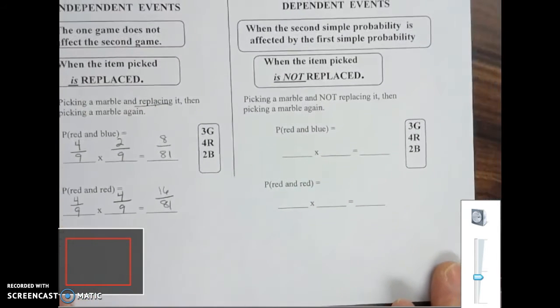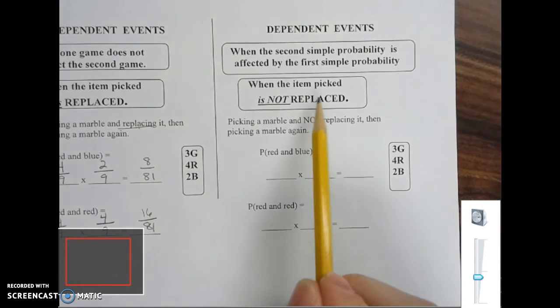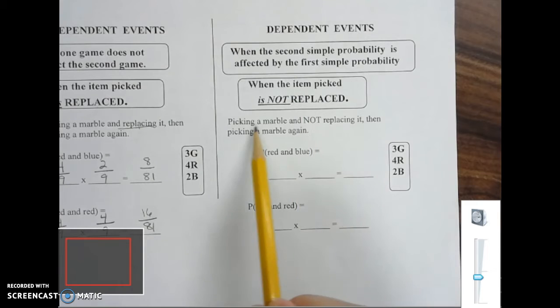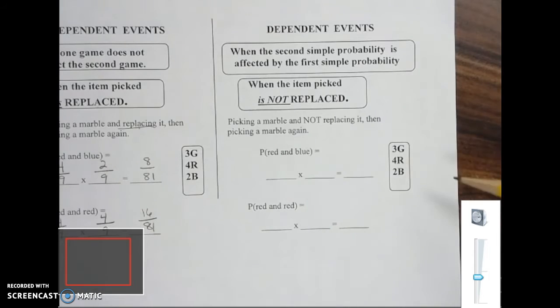Dependent, again, is when the second simple probability is affected by the first simple probability. This is when an item is not replaced. And so we're going to pick a marble, but we're not going to put it back in the jar when we're done with it. We're going to keep it out, and then we're going to pick another marble. And it's the same that we had before, 3 green, 4 red, and 2 blue.